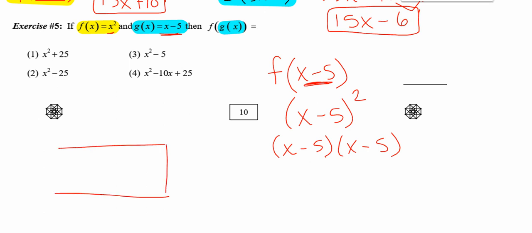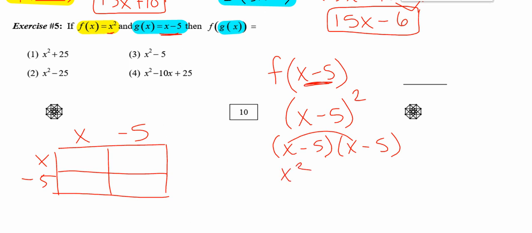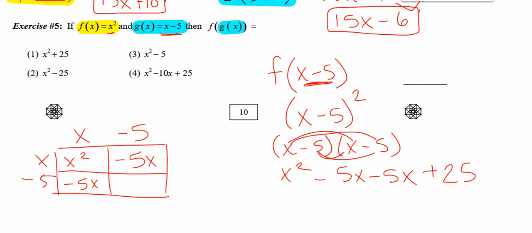So for my box method people, here we go. x and minus 5, and x and minus 5. My foiling folks, let's do this together. So we got x times x, which gives us x squared. x times negative 5 gives me a negative 5x. Negative 5 times x gives me a negative 5x. Last part, negative 5 times negative 5 gives me a positive 25.